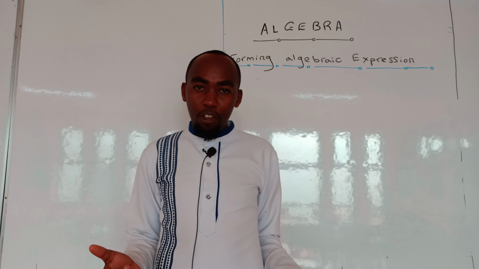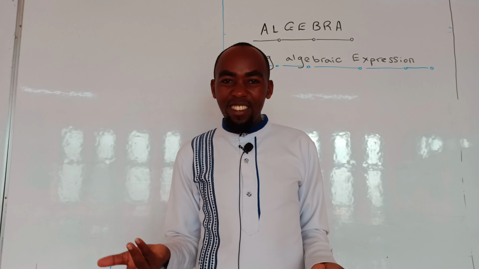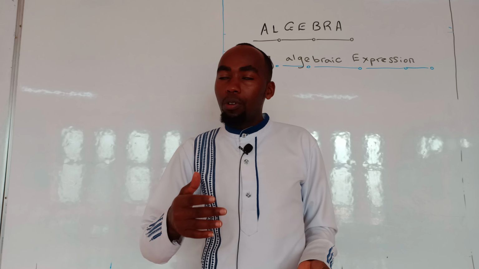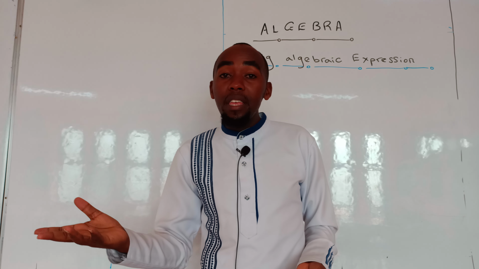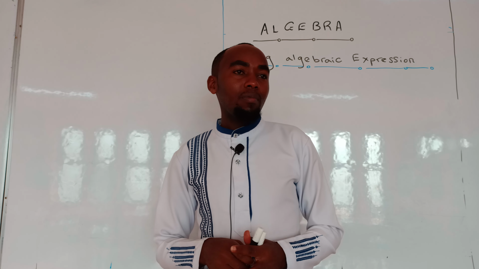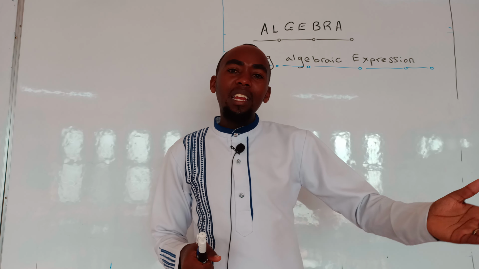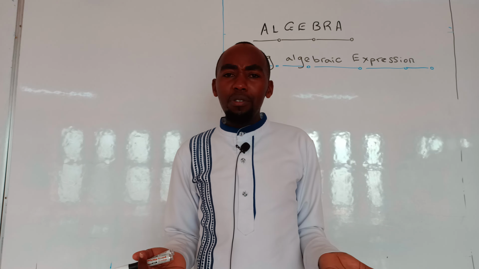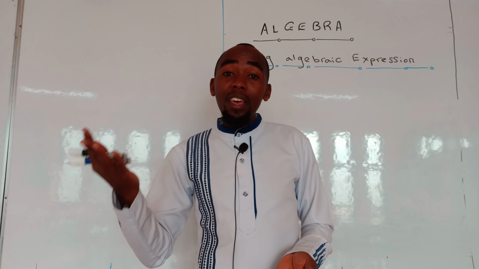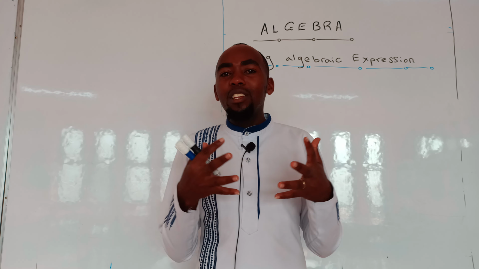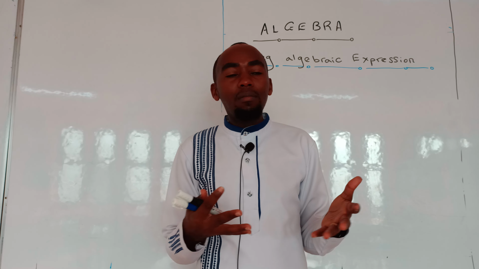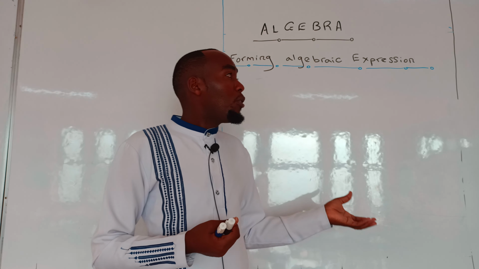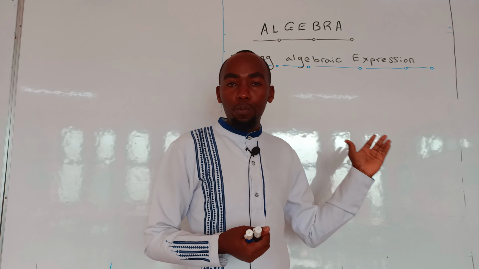Now, assume the 10 shillings, we let it be a letter like P. Then the 50 shillings, let it be another letter like N. Then how much do you have? It will be P plus N. And that is what forms our basic idea here. That is algebra. Then how do we form an algebraic expression?